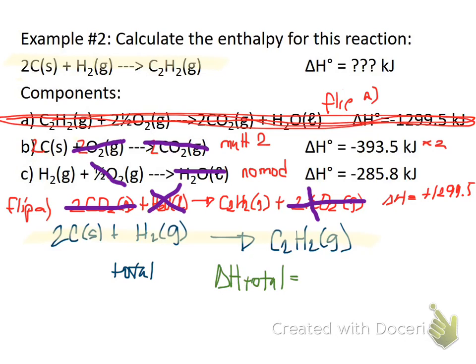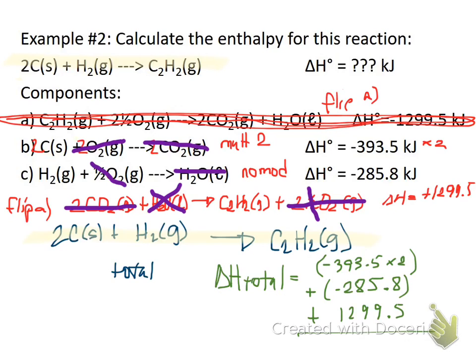Okay, let's check in. The delta H total should be the sum of all the different delta H's. So that would be negative 393.5 times 2, plus negative 285.8, plus 1299.5. Notice that the 1299.5 has changed signs, it is positive now. The total here is going to be positive 226.7 kilojoules.